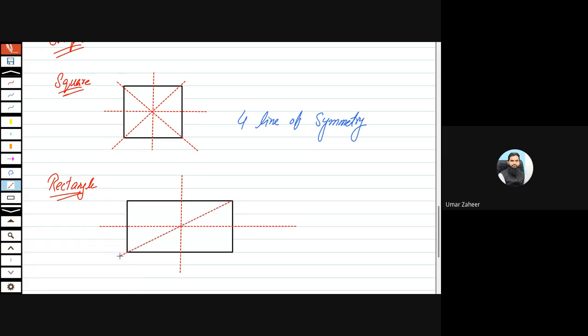Okay, if I want to make a diagonal, look here. If you take a reflection, the reflection of this part is going to be around here, and this part around here, so it will look like this. So definitely that is not a line of symmetry, right? So it means that we have only 2 lines of symmetry in rectangles. Yes, any other shape?